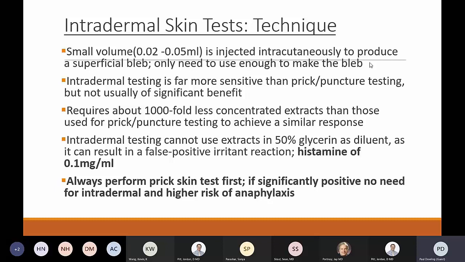When I was a fellow, everybody had intradermal testing along with a prick skin test. And now for the younger generation of people, younger than myself, it's more likely that for routine skin testing in the clinic for allergens and for foods, you're just going to do a prick skin test in most cases.